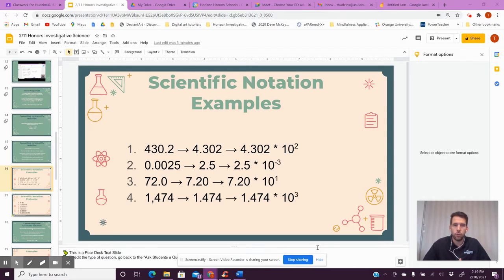And then finishing with 1,474. I moved my decimal. There's no decimal point right there at the end, but I imagine there is, right? That's where it would go if there was a decimal point. I'm going to move it to the left 3 times to get 1.474. So I do 1.474 times 10 to the third because I had to move my decimal 3 times, and it's positive because I moved my decimal to the left.